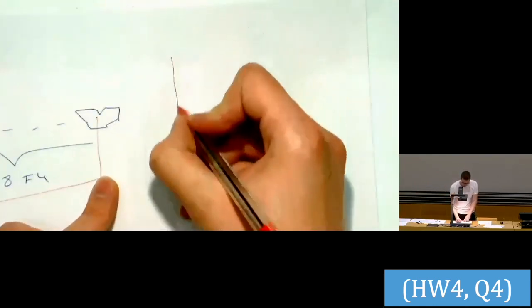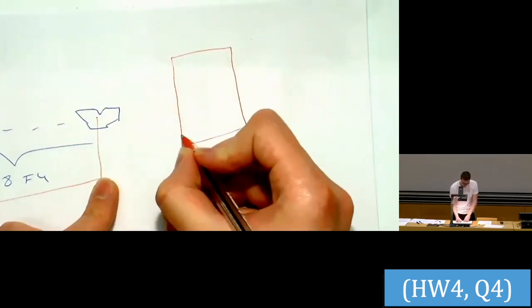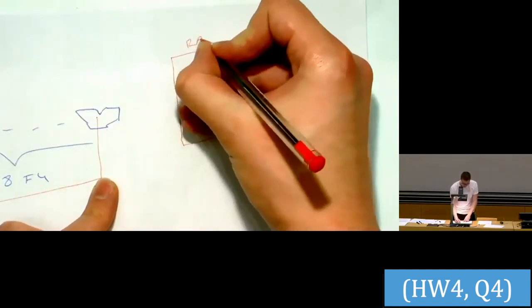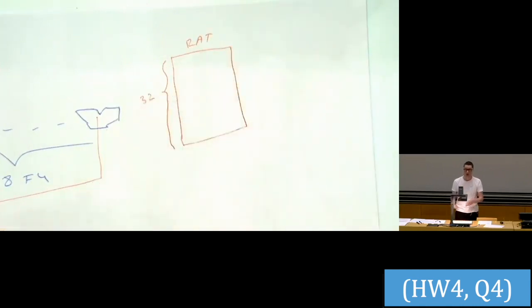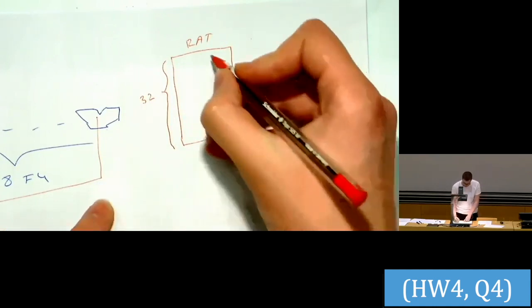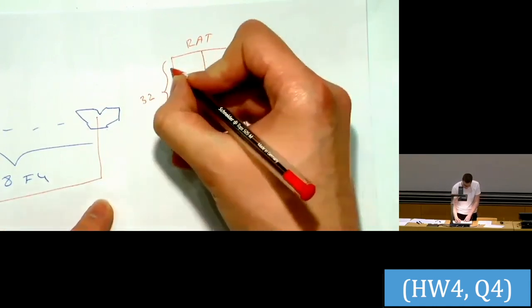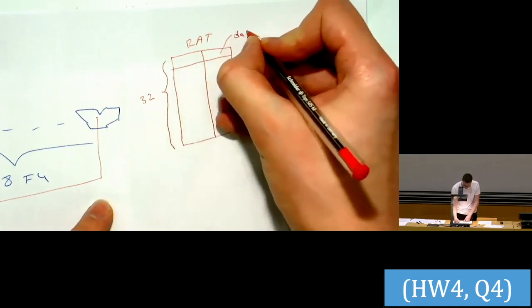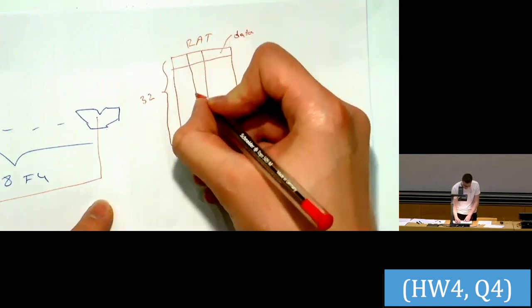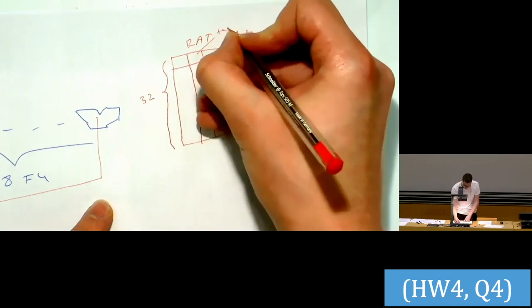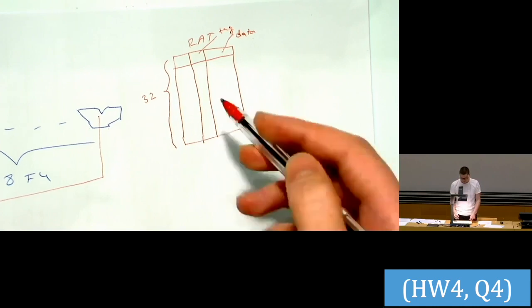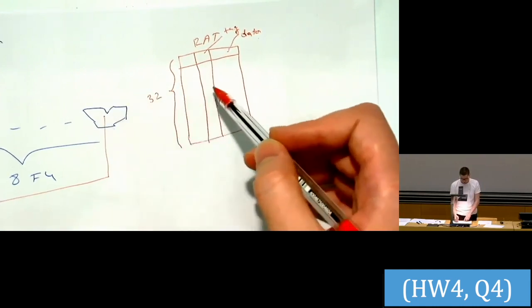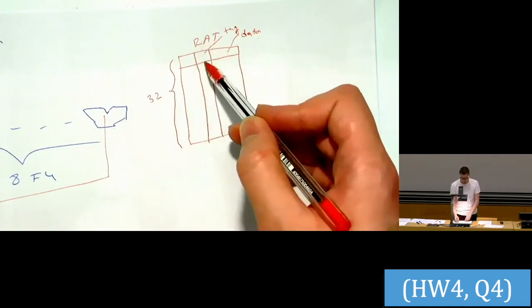But if I draw this, the register alias table will be basically, it will have 32 entries, because we have 32 architectural registers, right? And then it will have a data field for each entry. It will have some tag field, right? And it will also have some valid bits. Okay, so basically, we also have some comparators here, right? So one comparator for each tag.